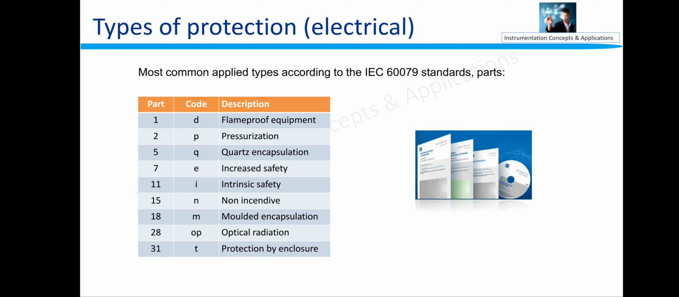So in the last presentation also I have discussed the types of protection. The most commonly applied types according to IEC 60079 standards are like below. Part 1, like you will read this IEC 60079-1, that is flameproof equipment.